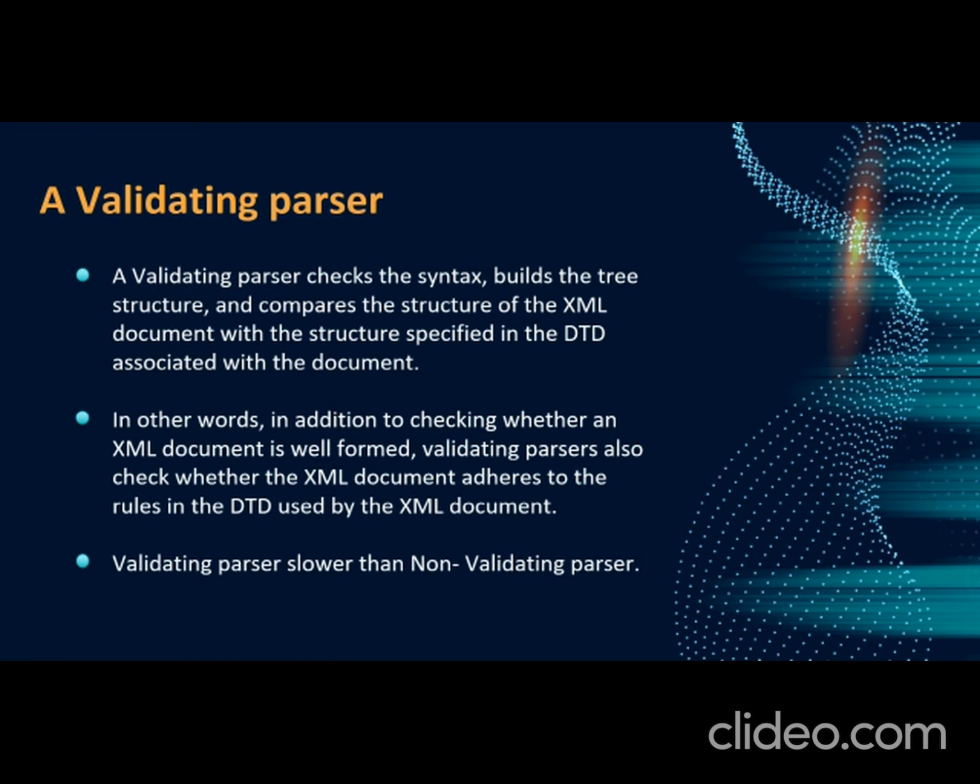Now looking into the validating parser. A validating parser checks the syntax, builds the tree structure, and compares the structure of the XML document with the structure specified in the DTD associated with the document. Here DTD stands for Document Type Definition. A DTD defines the structure and the legal elements and attributes of XML documents. Validating parsers are slower than non-validating parsers.